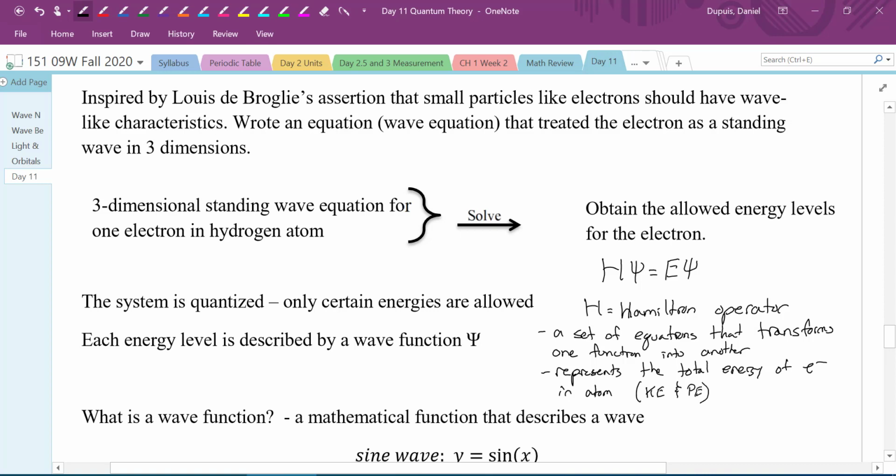All right. So this psi here, this is the wave function. It's a function. It describes the wave-like characteristics. It's a mathematical function that describes the wave-like properties. And of course, E is the actual energy.